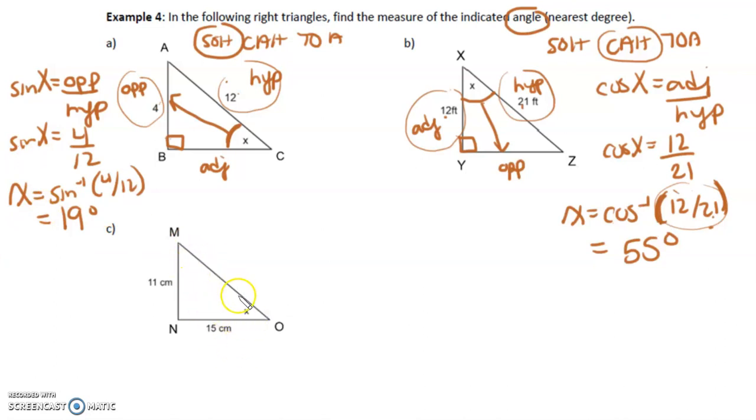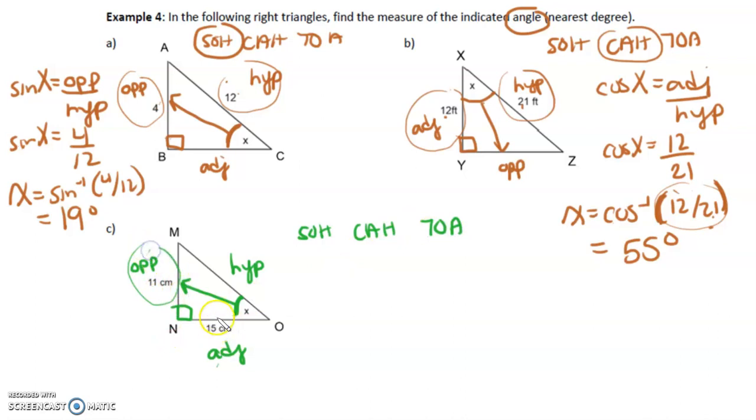Okay, last one, C. Identify the angle that we're using. We're going to label opposite, adjacent, and hypotenuse. So when we do SOHCAHTOA, we are given opposite and we're given adjacent. So we're going to use tan. So tan x is going to equal opposite over adjacent.